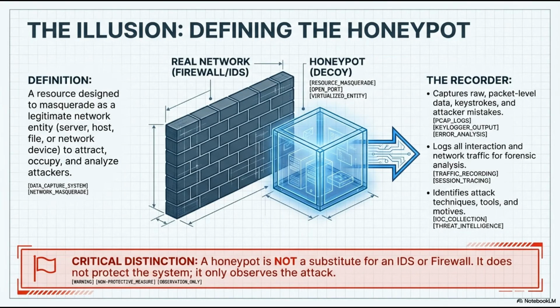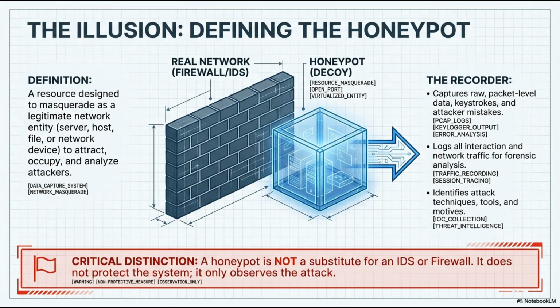Right. Because the name sounds friendly, but it's really not. Not at all. So looking at slide 2, the core definition is a honeypot is a resource designed specifically to masquerade as a legitimate network entity. It could pretend to be a server, a host, a single file, anything really. So the decoy. It's a decoy, but its purpose is very specific. It exists to attract, occupy, and analyze attackers.